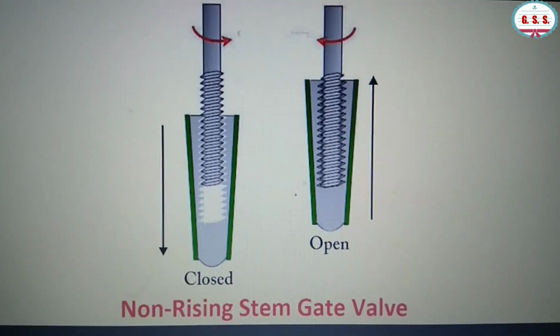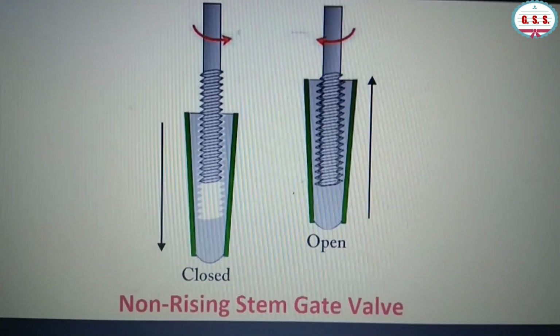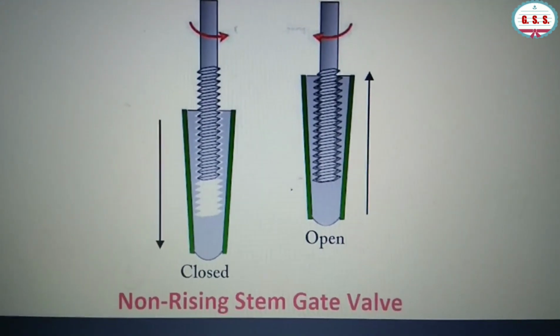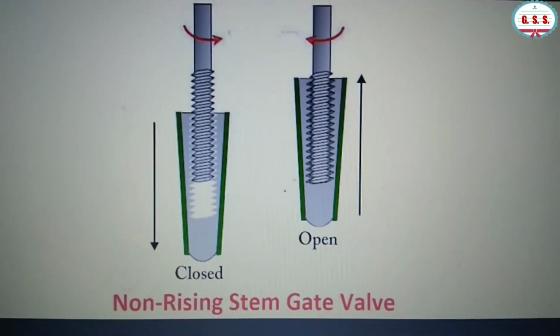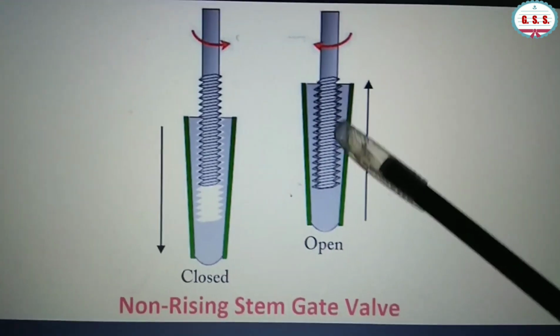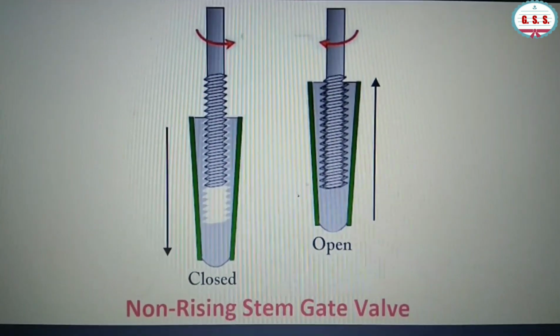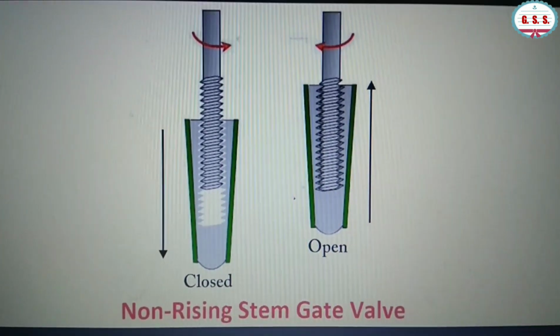closed condition. That's why this valve is called inside screw and yoke type, whereas rising stem gate valve is called outside screw and yoke type. You can see here inside screw is there in wedge. That's why this non-rising stem gate valve is called inside screw and yoke type.